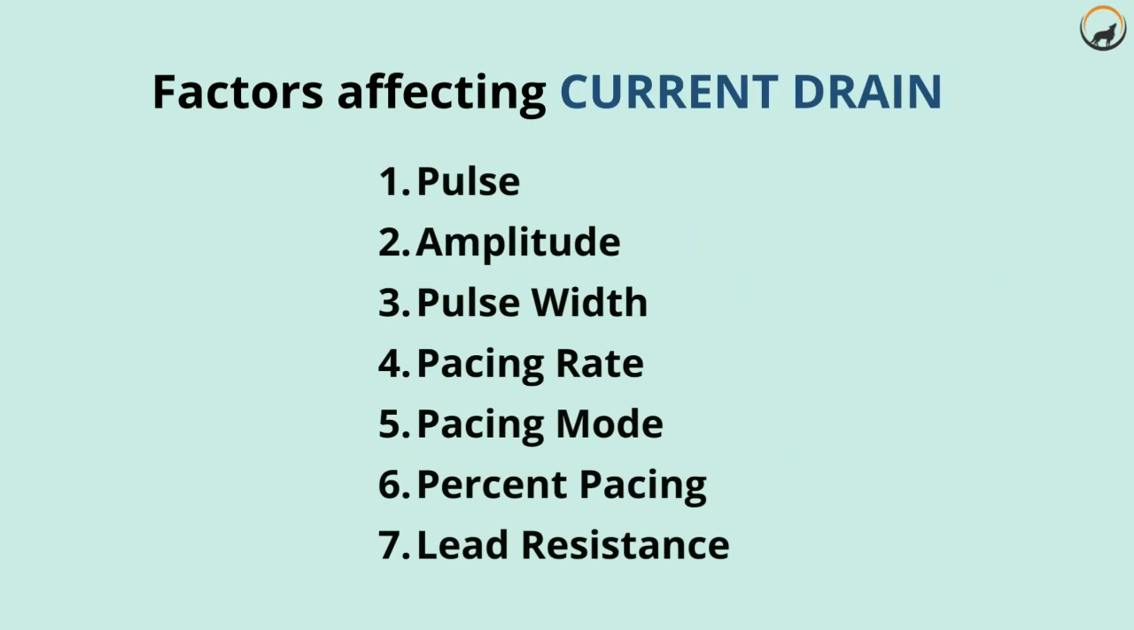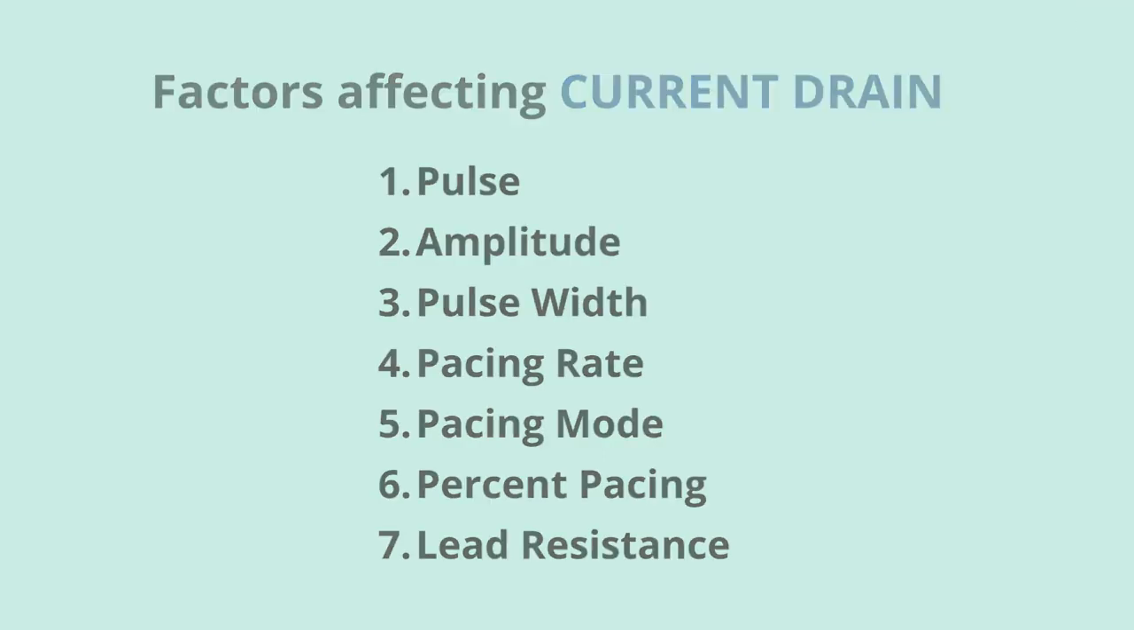Next, we move on to the factors that affect current drain, which include pulse amplitude, pulse width, pacing rate, pacing mode, percentage of pacing, and lead resistance. When the pulse amplitude and pulse width are increased, the current drain is also increased. When a pacing mode is changed from one to another, the current drain also changes. When the pacing percentage is increased, the battery longevity is reduced.